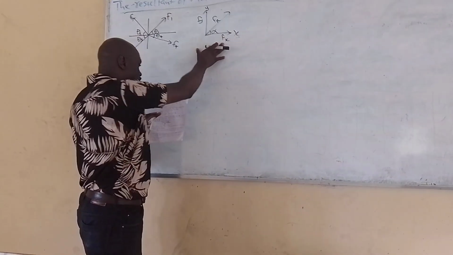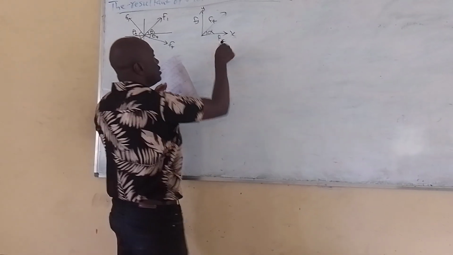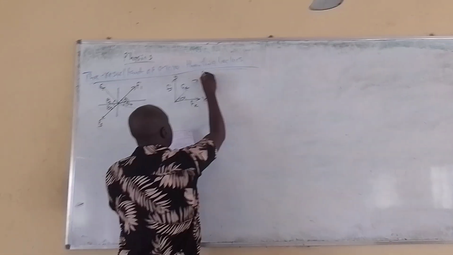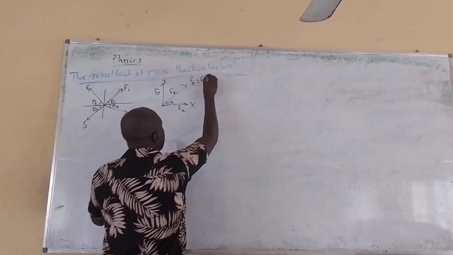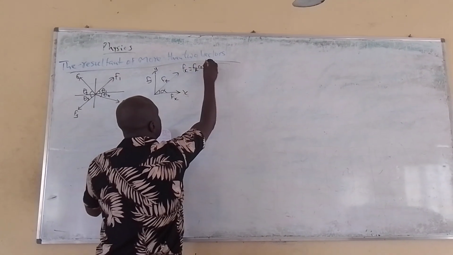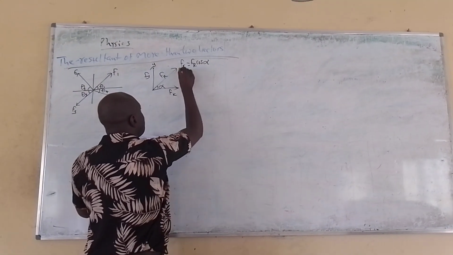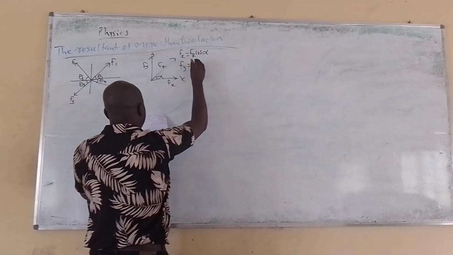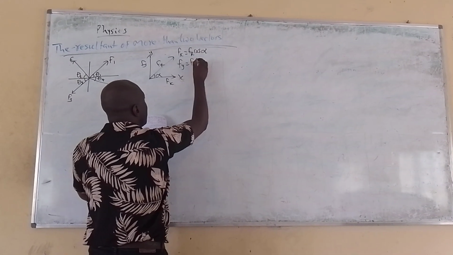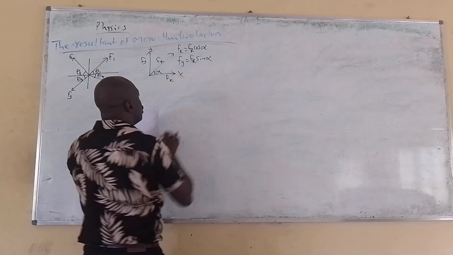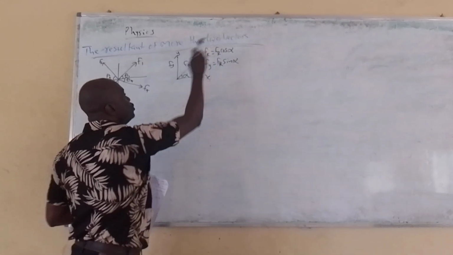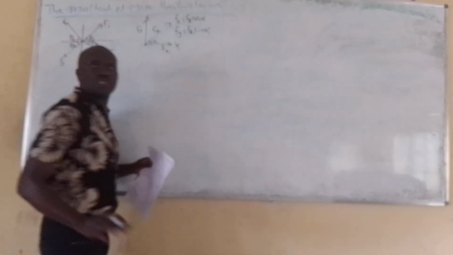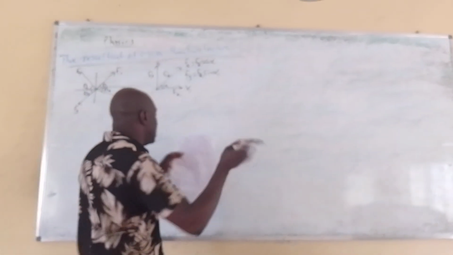You remember how we resolved this one the other day. Resolving horizontally, Fx equals Fr cos alpha, because this angle here is alpha. But for Fy, which is this side, you remember what I did using SOHCAHTOA. We are not going to repeat the same. So Fy equals Fr sine alpha. All you have to do is change the sine and cos.